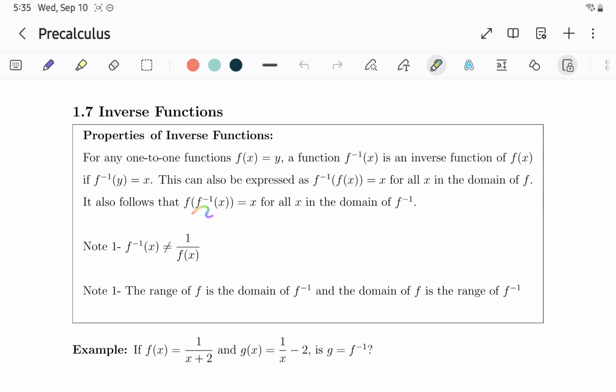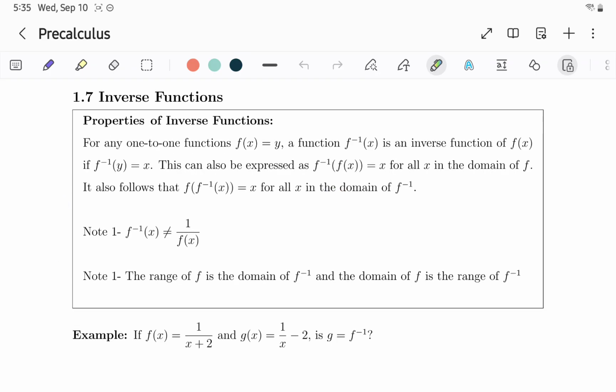And so it also follows that f of f inverse of x is equal to x for all x in the domain of f inverse. And it is important to note a bit of notation here. f inverse of x is not going to equal the reciprocal of f of x, which is 1 over f of x. You can also see the reciprocal written as the whole function in parentheses or brackets, and then raised to the power of -1. That's just what it means to be the reciprocal, which is drastically different from the inverse.